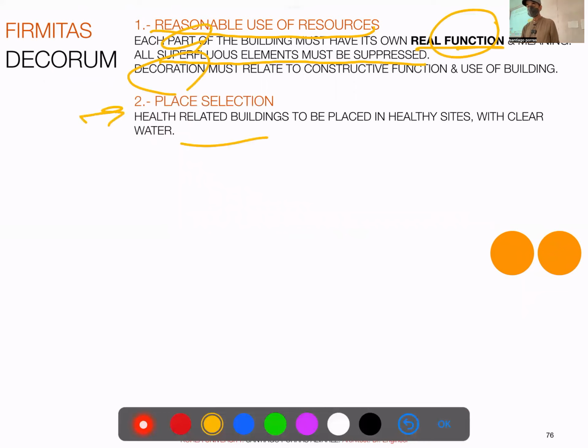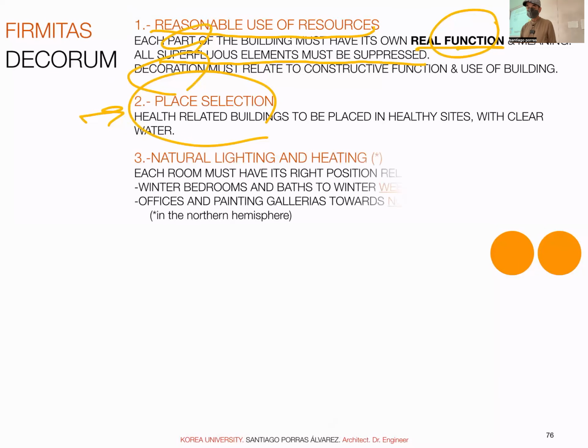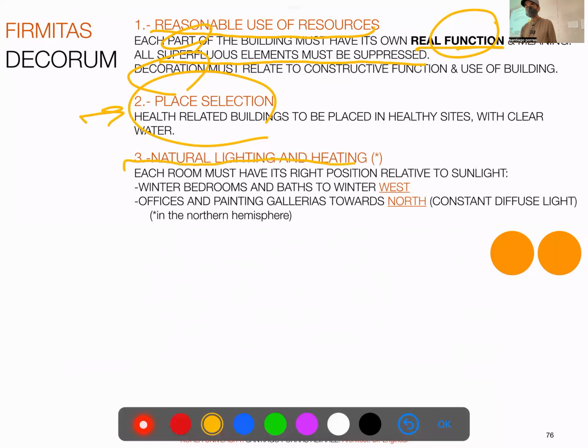Then place selection. We will not insist because we already spoke about it, but interestingly, it is at the beginning of the treatise. And third, natural lighting and heating. And he elaborates on which is the ideal orientation for each room. And we come from Korea, in which south is everything and north is kind of hell. And I feel like that is too much simplification, right? So each orientation has its own characteristics.